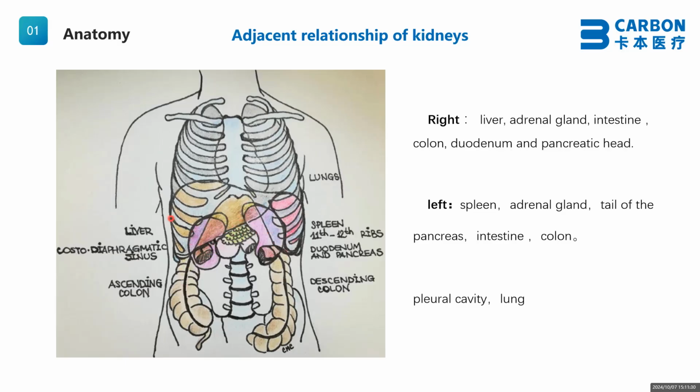Okay, and then here is the diaphragm. Above the diaphragm, there is a pleural cavity here. So during the PCNL operation, this kind of structure we have to know where is the correct location. So this part is very important for the urologist.